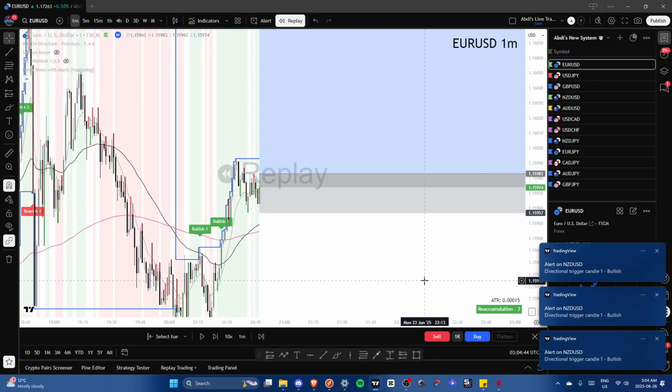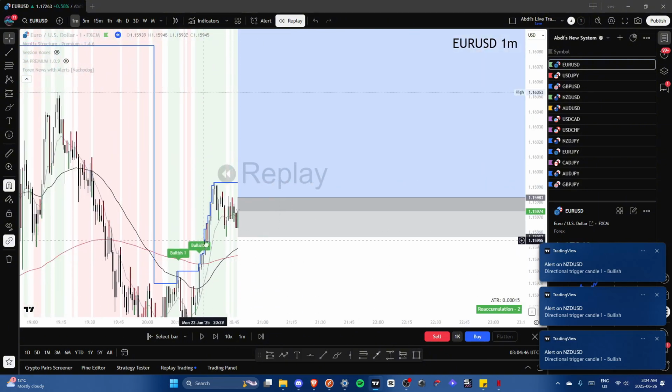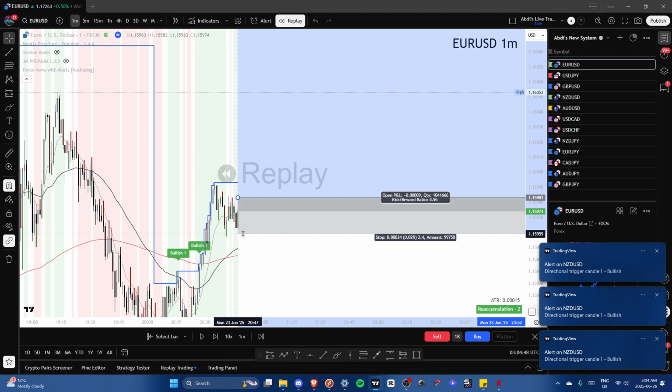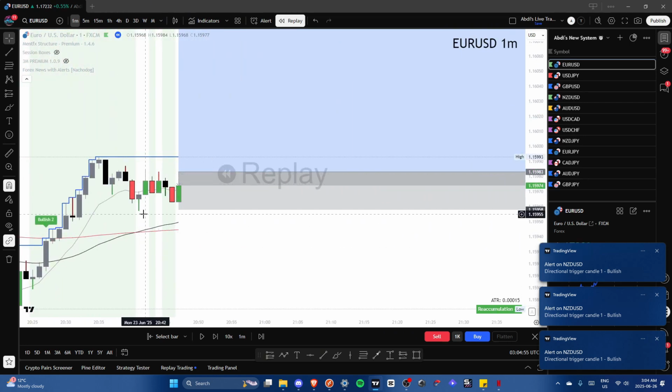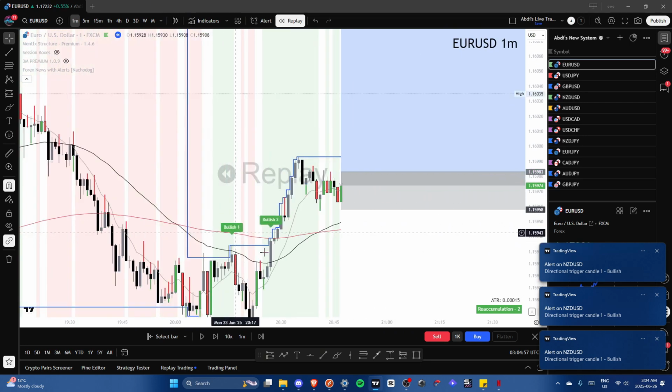And then from that point, we have a 2.5 pip stop loss. So I don't know why, sometimes TradingView does this where it moves it. My stop loss was at 2.5 though. So with this, now we had the stop loss set, ready to go.